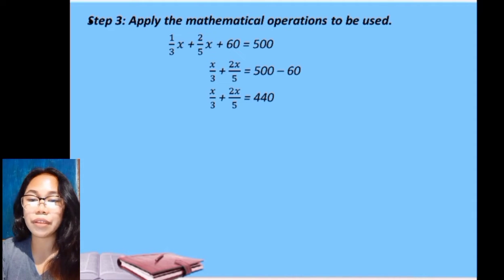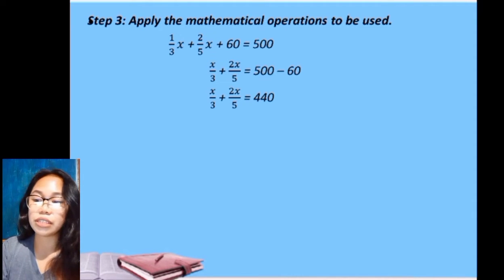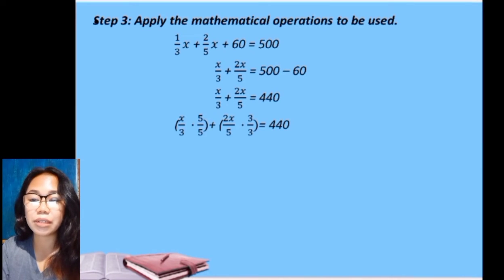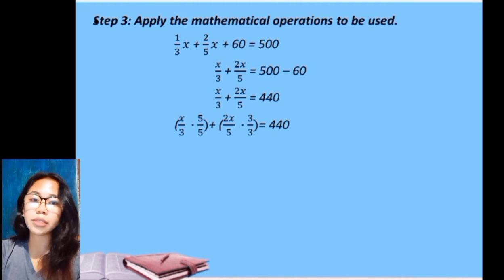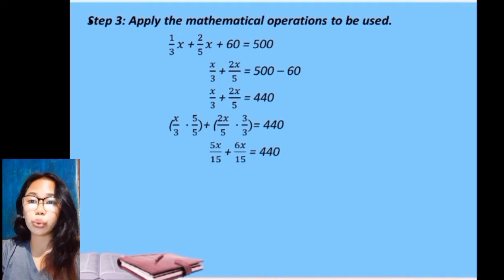As you can see, we have different denominators. To get the answer, we have to get the LCD of x over 3 and 2x over 5. The common denominator they have is 15, and to get the 15, we have to multiply the numerator and the denominator of x over 3 by 5, and likewise 2x over 5 by 3. We are going to multiply the numbers. x times 5 equals 5x over 15. 2x times 3 equals 6x over 15, with a total of 440.